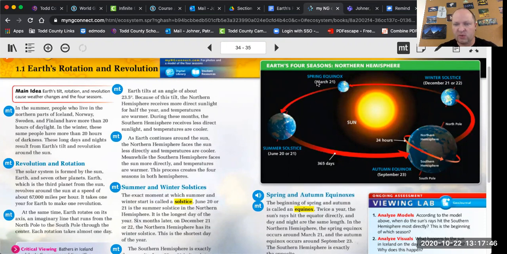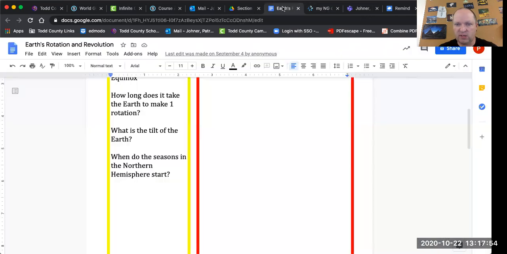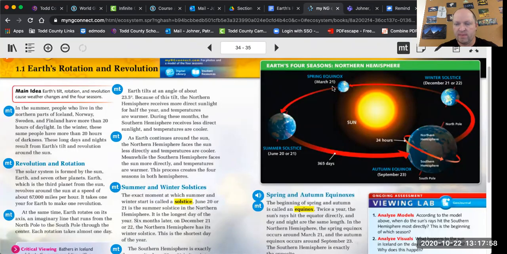You're gonna notice under each one tells you the date. So spring starts March 21st. And then do the rest of the other 3. So the answer to this question, when do the seasons in the Northern Hemisphere start? Look at this drawing, write down each of the seasons and tell me when they start.